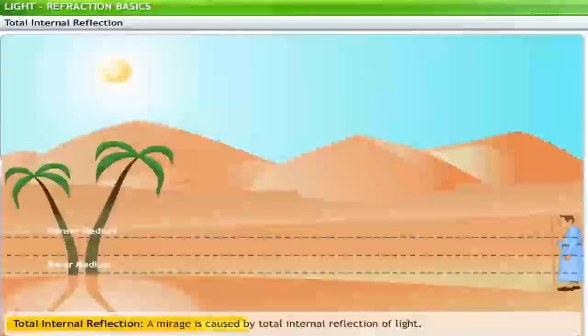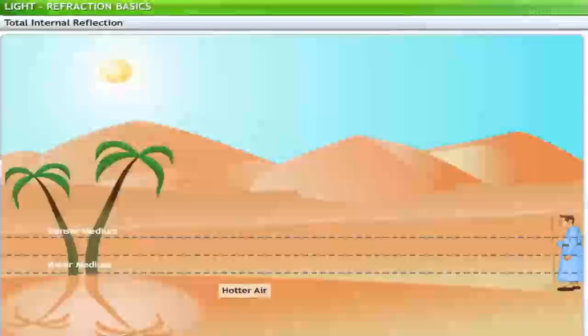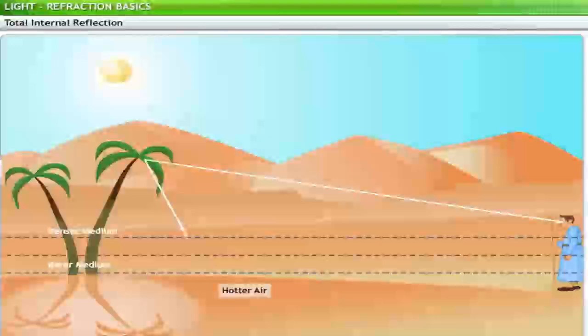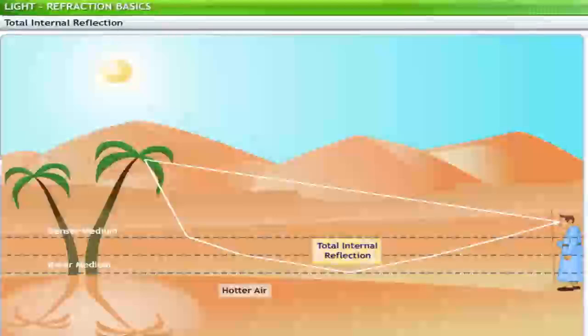A mirage is caused by the total internal reflection of light. When the sun is high in the sky, the sand gets hot before the layers of air above it. Light rays from trees travel from an optically denser air layer to a rarer layer, and hence bend away from the normal. This bending continues till a stage is reached where the angle of incidence becomes greater than the critical angle, and total internal reflection takes place. The totally reflected rays that reach the eyes appear to come from a point on the ground, where the image of the tree is formed. Thus, we see inverted images of trees even though there is no water around.